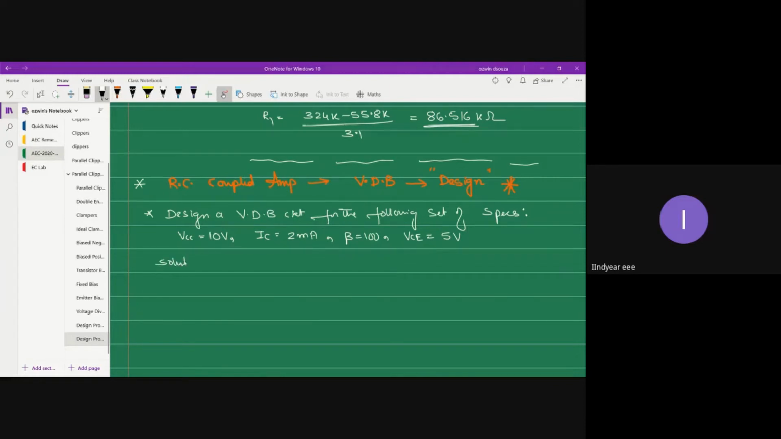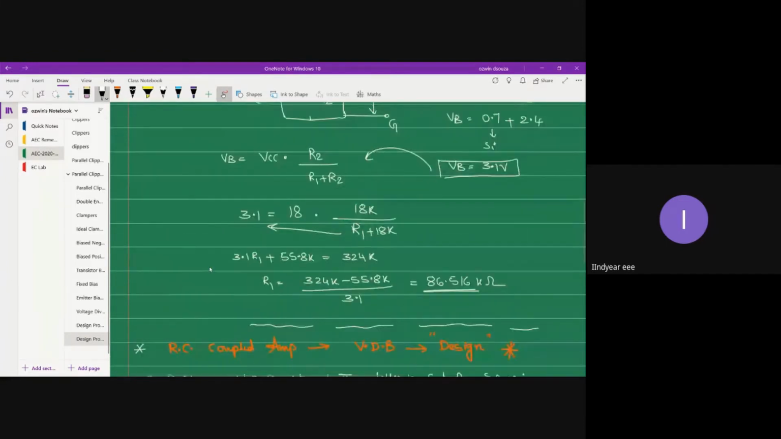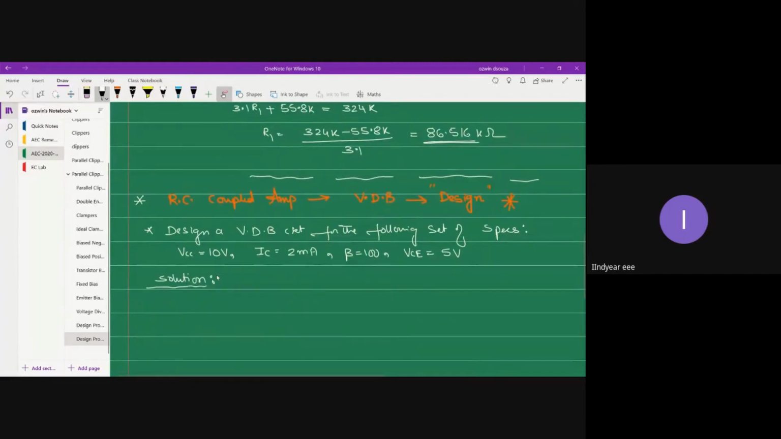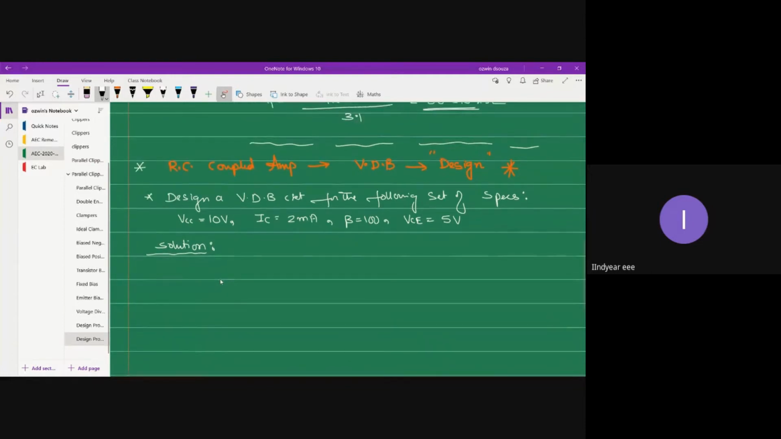So let's see how exactly we solve this. In the previous problem, at least two resistance values were given, but here nothing is given. So you could say this is a concrete design problem. Now, when there are multiple unknowns, you cannot simply assume R1 is so much and R2 is so much, because you do not know. Random resistance values may not fix your Q point at the center of the load line.